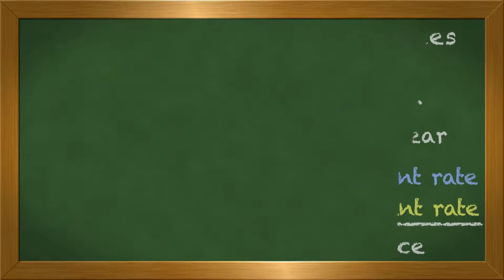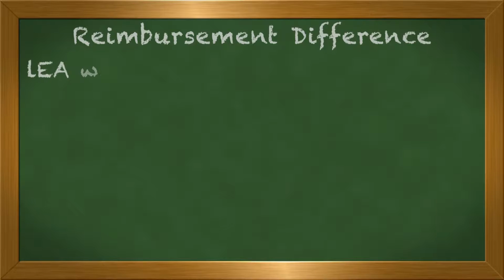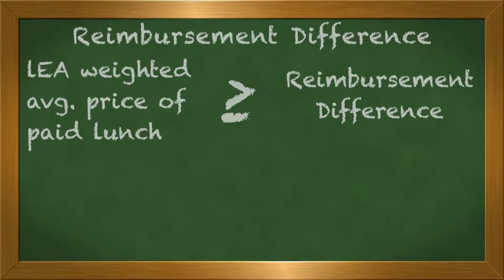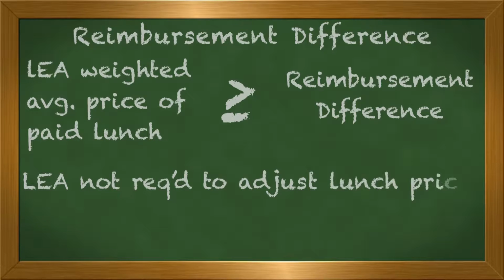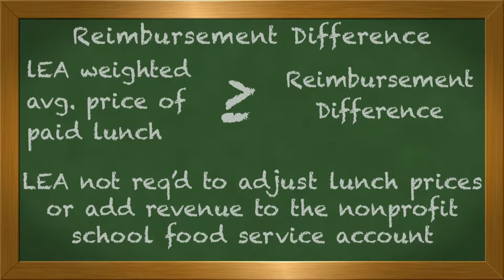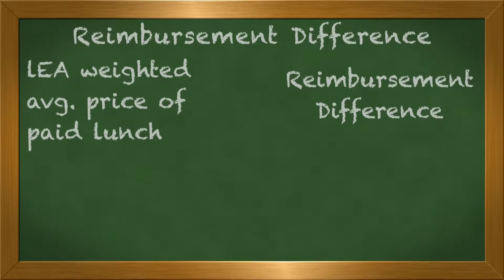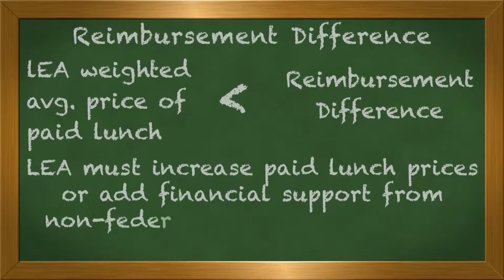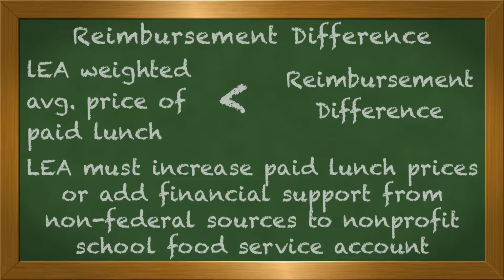If an LEA's weighted average price of a paid lunch is equal to or greater than the reimbursement difference, the LEA is not required to make any adjustments in lunch prices or to add revenue to the nonprofit school food service account as long as it continues to charge an average price that is not less than the amount of the reimbursement difference. If an LEA's weighted average price of a paid lunch is less than the reimbursement difference, the LEA must increase prices for paid lunches or add financial support from non-federal sources to the school food service account.